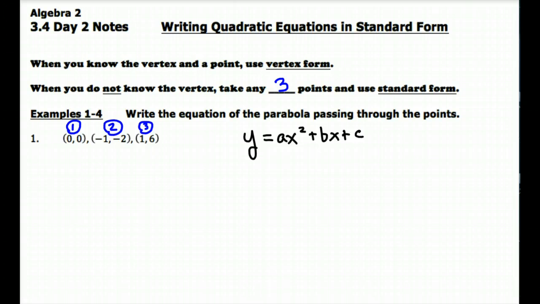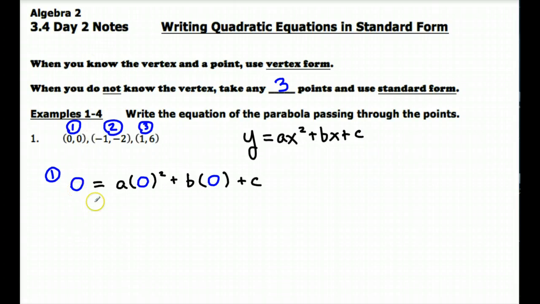Okay, so for my first point, it's going to look like this. Your first point is telling you that y is equal to 0, the y coordinate is 0, so we're going to have 0 equals, and then we don't know a, b, and c, so those we're going to have to keep where they are. But we do know that x from this point is also 0. So I'm going to plug in a 0 for x. So we'll have 0 squared times a, and then plus b times 0 for our first point.